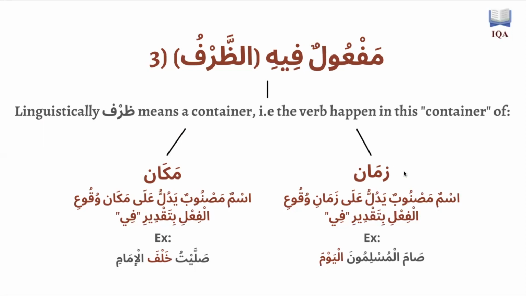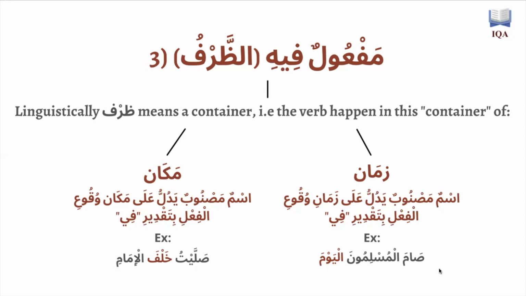So to go over the grammatical definition here, if it's a ظرف الزمان, an adverb or a ظرف of time, it's اسم منصوب يدل على زمان وقوع الفعل بتقدير فيه. The definition would be that the ظرف or the مفعول فيه is an اسم that's منصوب يدل على زمان وقوع الفعل, and it's indicating the time within which وقوع الفعل, the action took place, بتقدير فيه. And we're going to assume that before this ظرف, before the مفعول فيه, there is the حرف جر فيه. It's assumed there because of grammatical reasons.